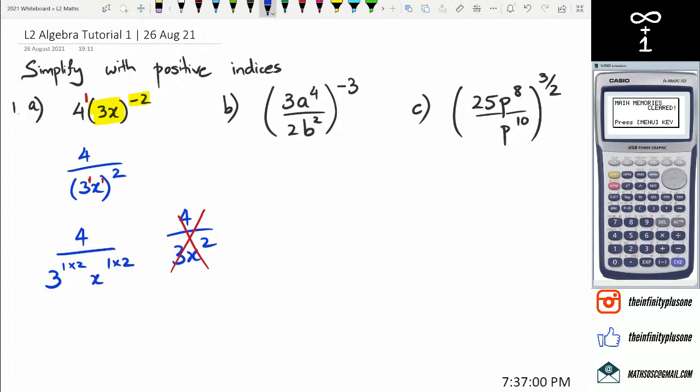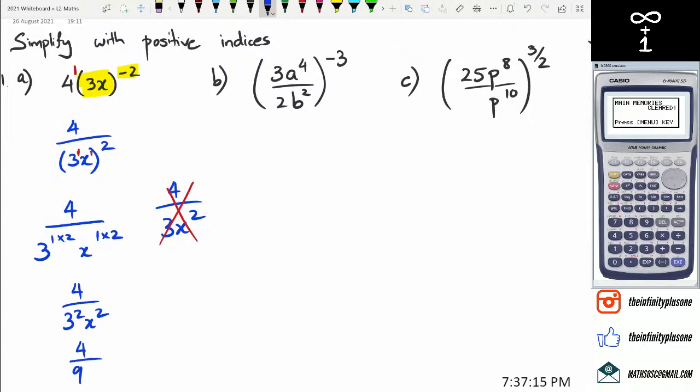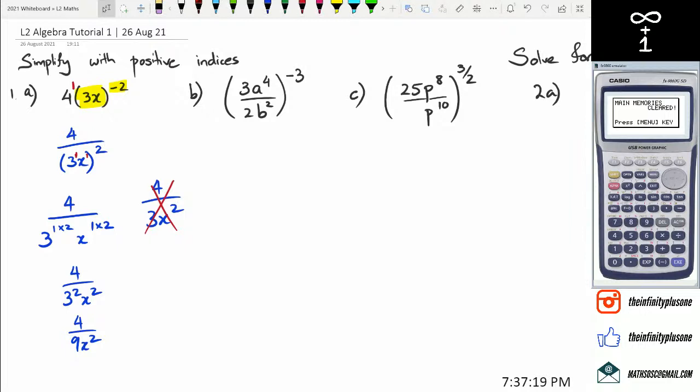Now you don't need to do this step. You could actually go straight from the second line to the fourth line, because what is the fourth line going to look like? It's going to look like this: 3 squared x squared, and of course 3 squared is 9, so we can simply say that this is 4 over 9x squared. So what I was talking about before was you could potentially go straight away from here to here, and that's absolutely fine.